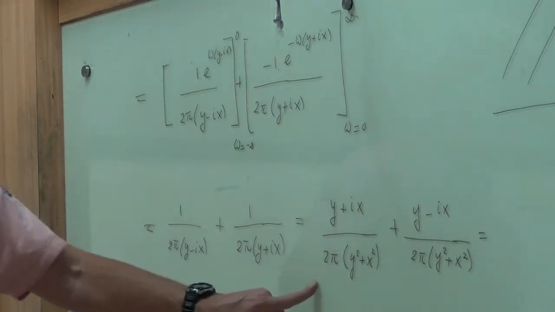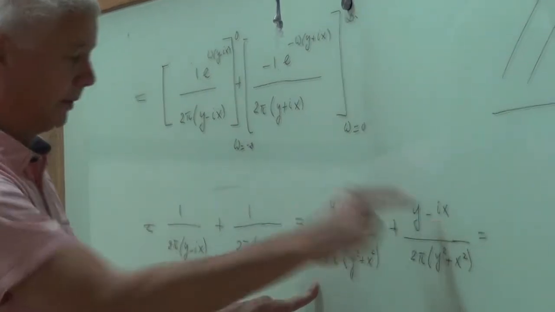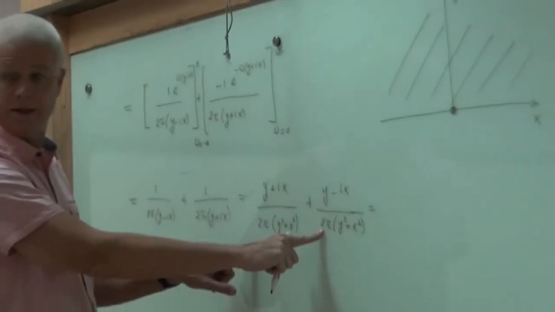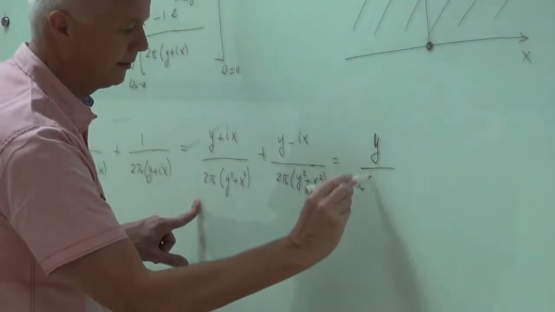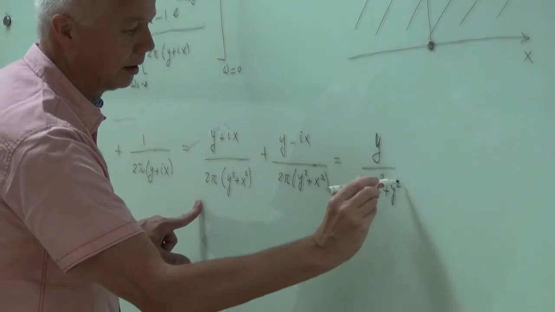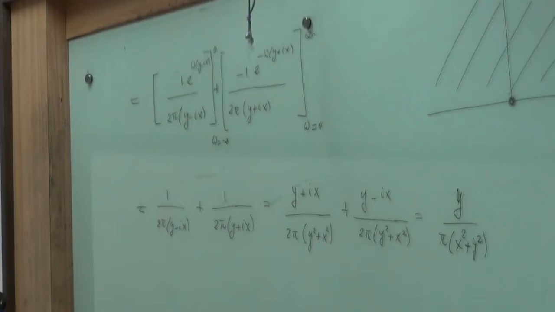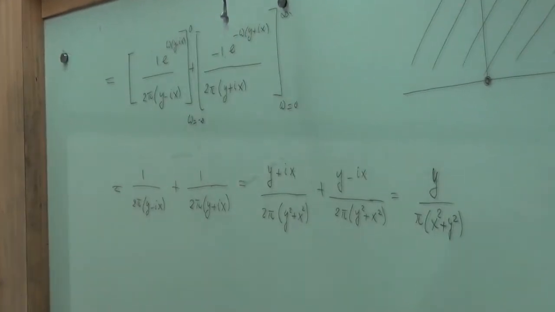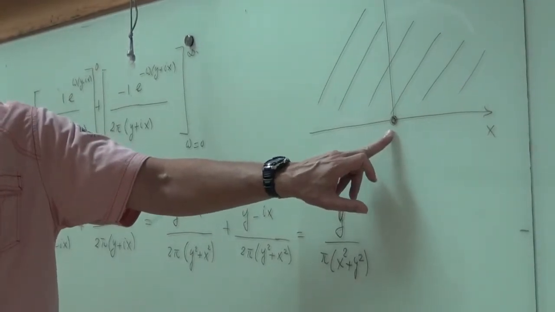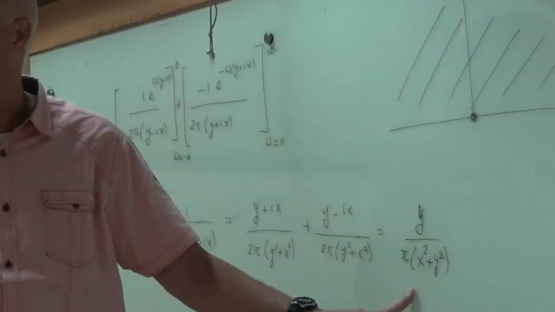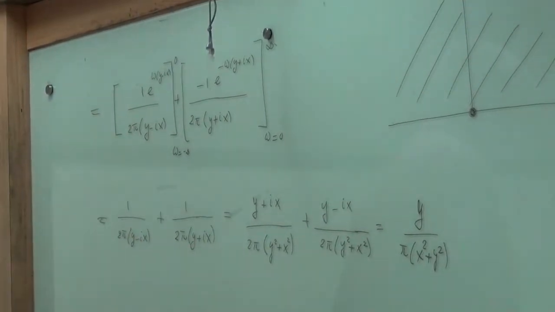And in total I will get 2y. This one cancels with this. I can divide by 2, 2y over 2. And so I will find y over pi times x squared plus y squared. So that's my solution. A nice solution. So if I have a heat source over here, or an impulse in my temperature, then the temperature distribution is given by this formula. And you can nicely plot it if you wish.